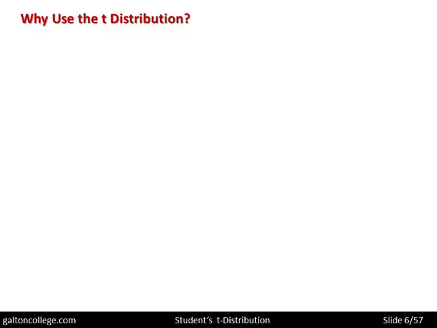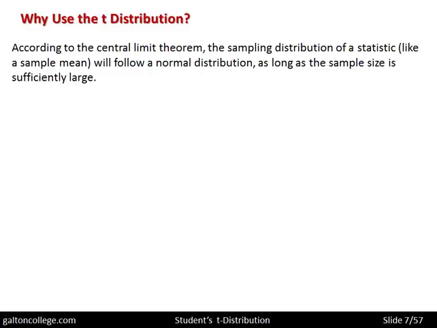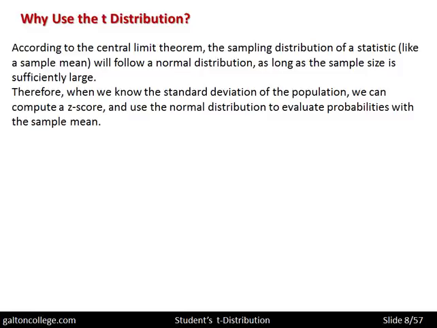Now, why use the Student's t-distribution? Well, according to the central limit theorem, the sampling distribution of a statistic, for example the sample mean, will follow a normal distribution as long as the sample size is sufficiently large. Also, of course, the sampling will have to be properly carried out. It'll have to be randomly sampled. There can't be bias or distortion in the selection of the sample. Therefore, when we know the standard deviation of the population, we can compute a Z-score, or as American people say, a Z-score.